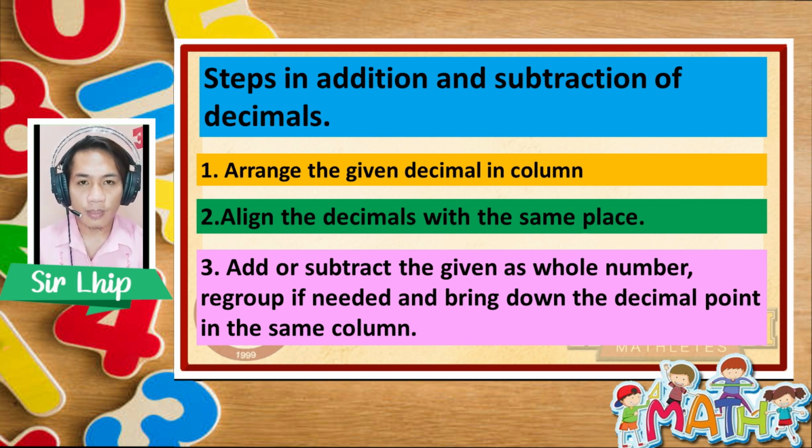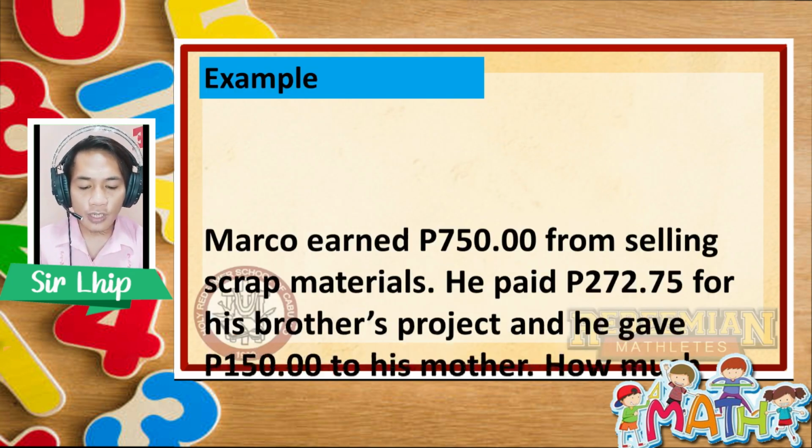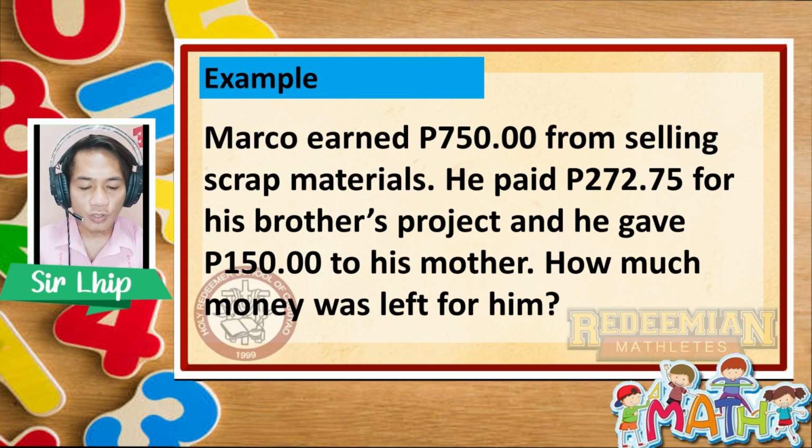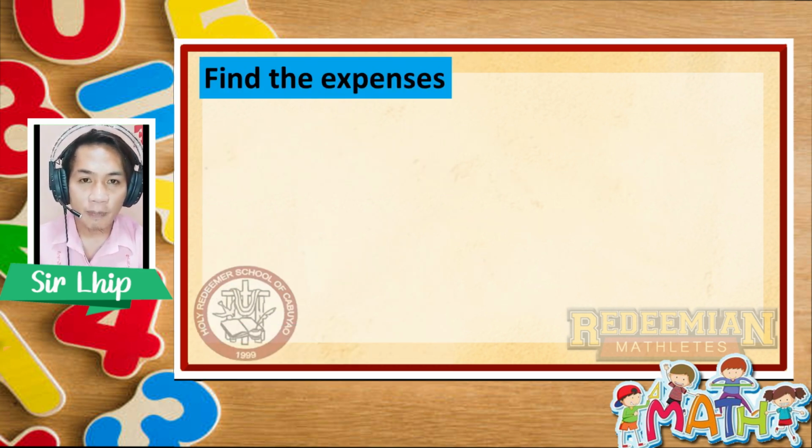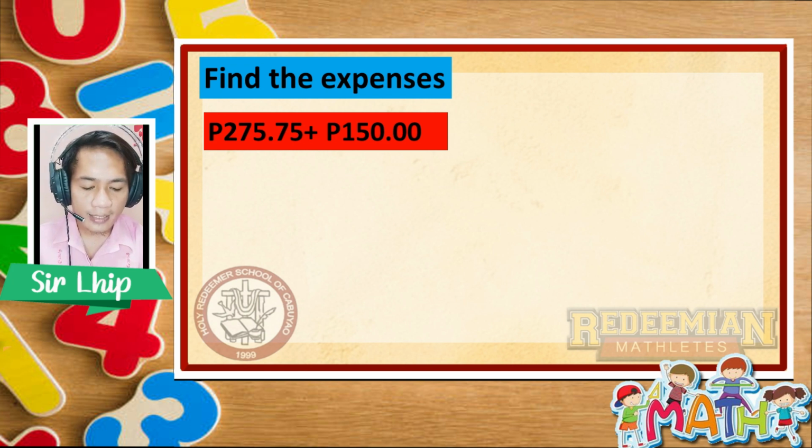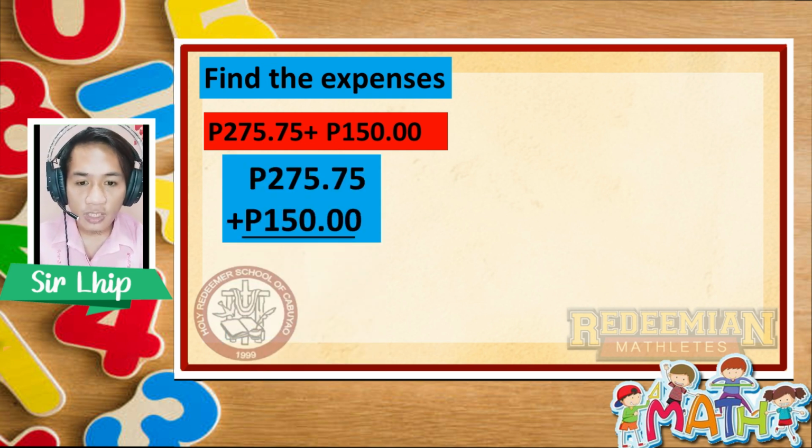Example: Marco earned 750 pesos from selling scrap materials. He paid 272 pesos and 75 centavos for his brother's project, and he gave 150 pesos to his mother. How much money was left for him? First, we will find his expenses. So we need to add 275 pesos and 75 centavos plus 150 pesos and arrange it in column with the correct alignment of decimals.